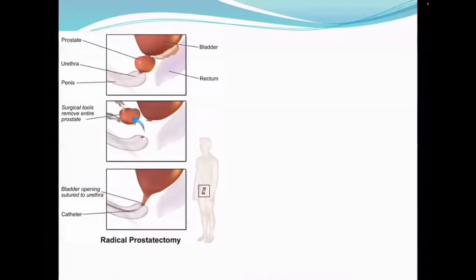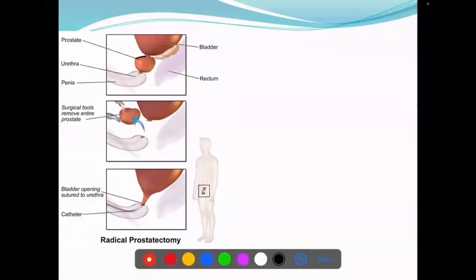This is what radical prostatectomy means. We remove the prostate, surrounding fat, lymph nodes, pelvic lymph nodes, and the seminal vesicles. After that, we stitch the bladder neck to the bulbar urethra, so the urine can pass through it.